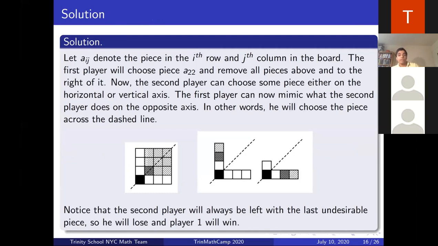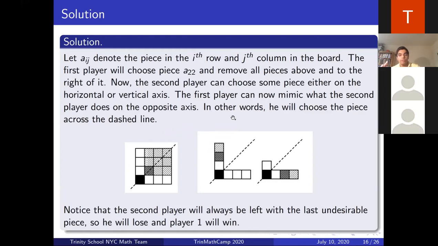We say that the first player will first choose piece a sub 2,2 and remove all pieces above and to the right of it. So the first player picks this piece right next to the poison square, one diagonal away. Next, the second player will choose some other piece that's either on the horizontal or vertical axis. Let's say the second player chooses this dark gray piece, and so they'll remove every piece above it and to the right, and so they'll remove all this.